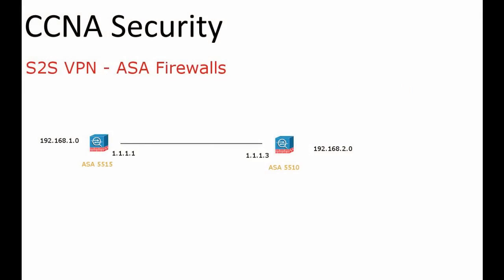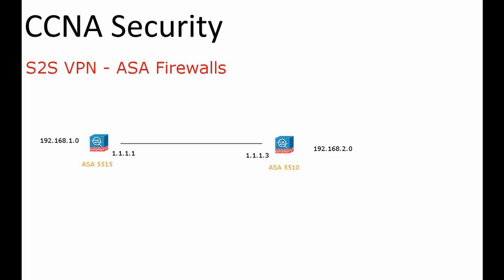CCNA security, ASA firewalls, site-to-site VPN. In this section we are going to talk about a site-to-site VPN. We're going to implement that using two ASA firewalls. The first one is an ASA 5515, the second one is an ASA 5510. You can see the topology on the screen.